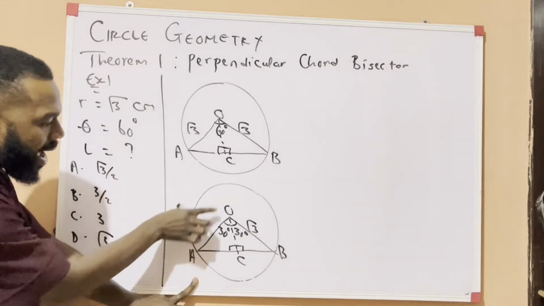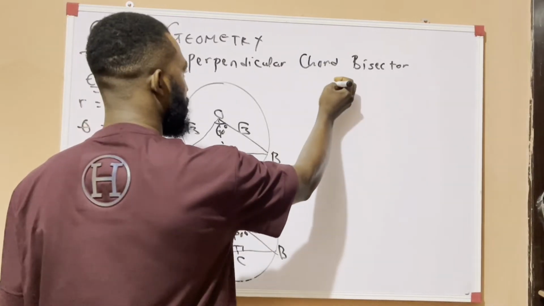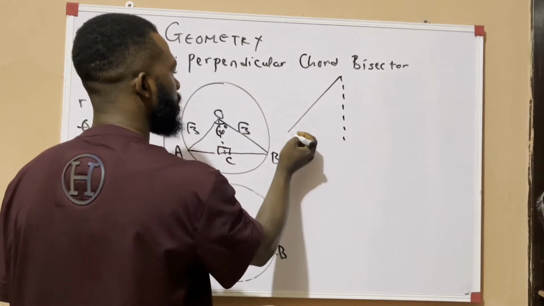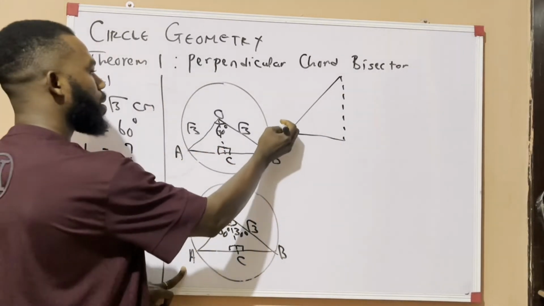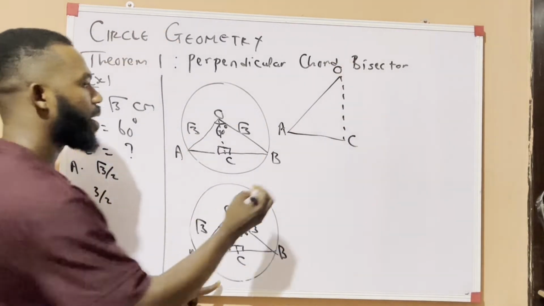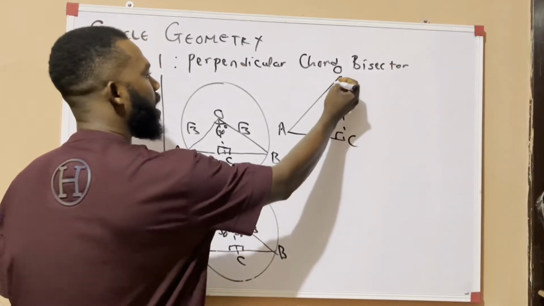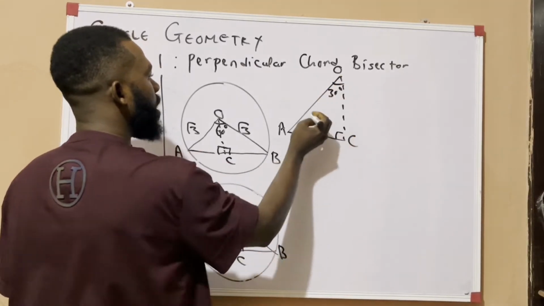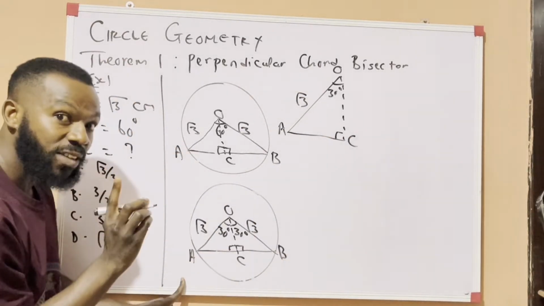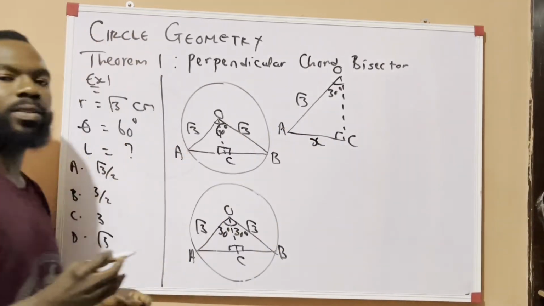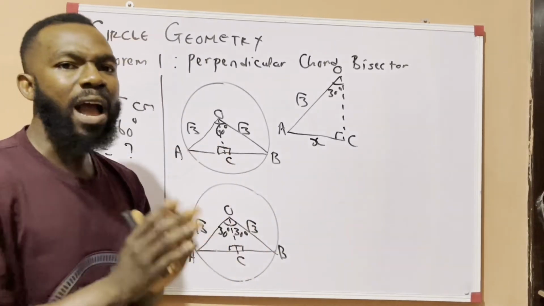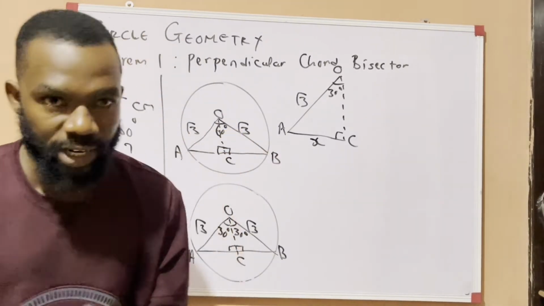In triangle AOC, let's bring it out. A, O, C. Here is 90 degrees, here is 30 degrees, and here is root 3. I am looking for AC, one part of the length, so let's call it X.